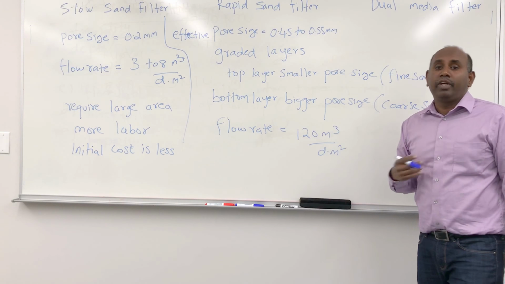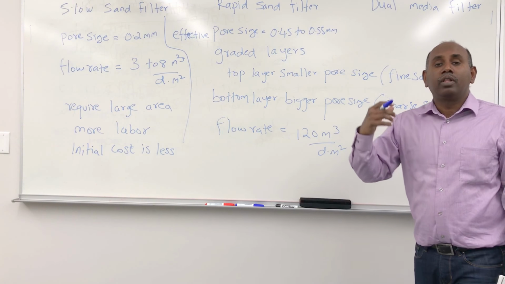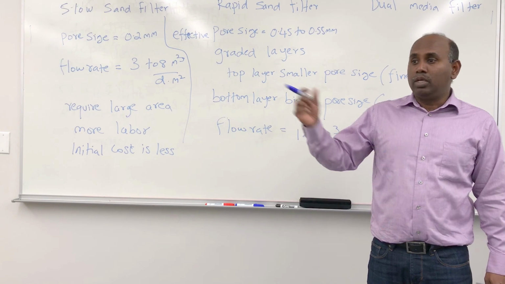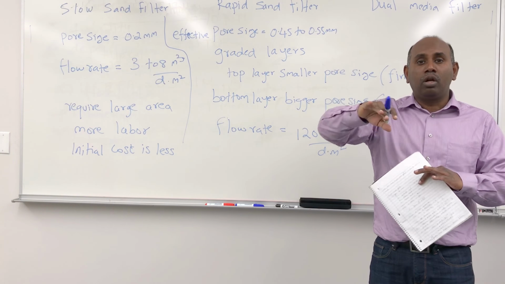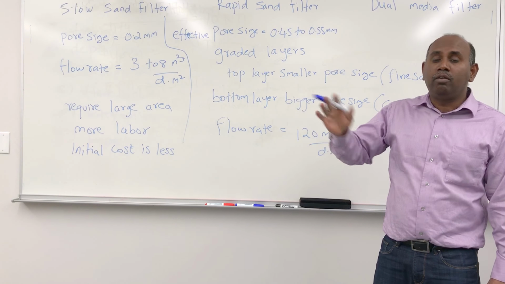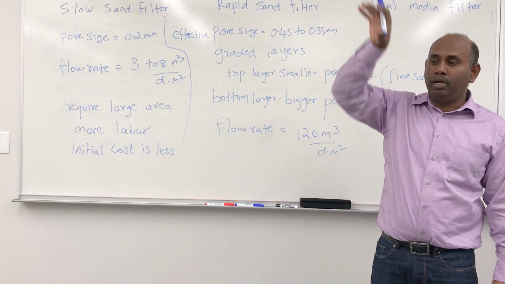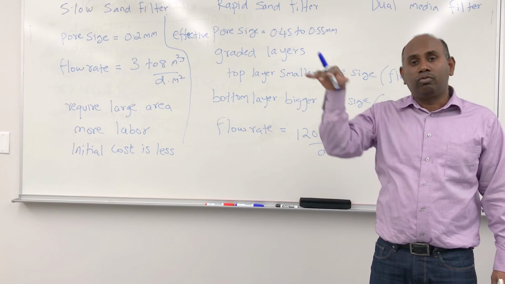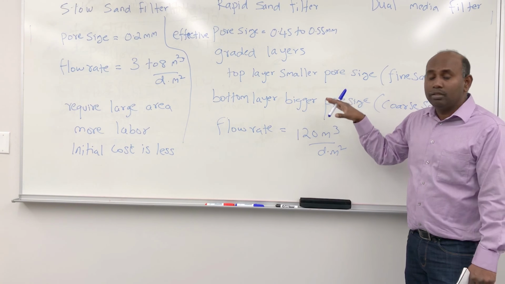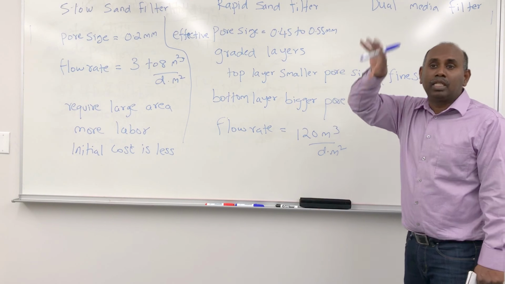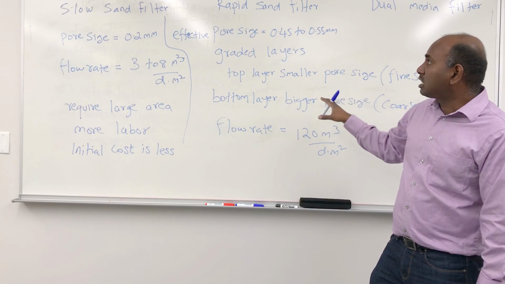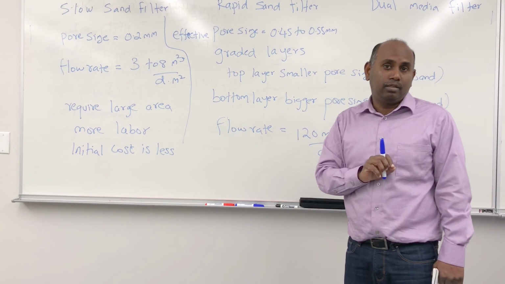Now with sand, we cannot do that because coarse sand is going to be denser than fine sand. So once you arrange it and start pumping water, the sand layer will automatically rearrange and force the fine sand to go to the top and coarse sand to flow to the bottom. So having a bigger size at the top and smaller size at the bottom is not possible with just the sand.